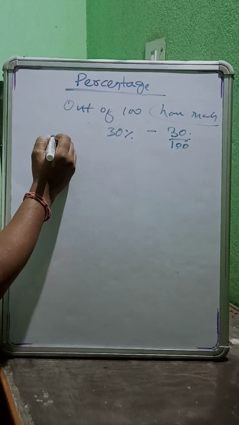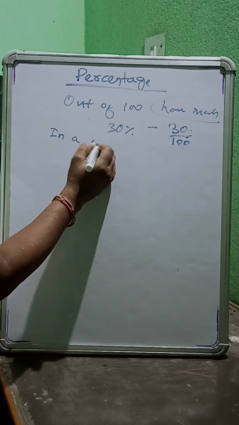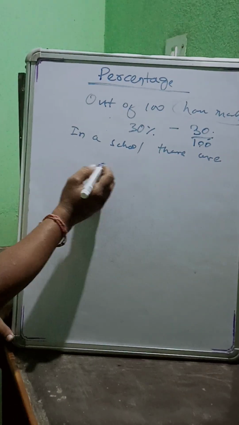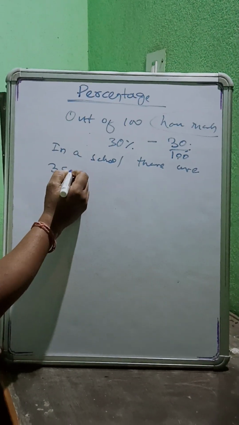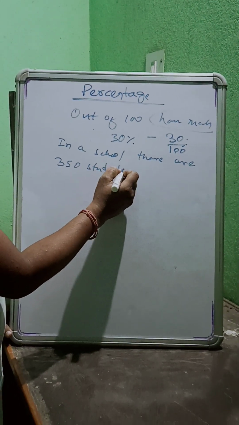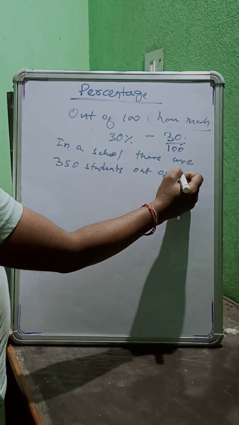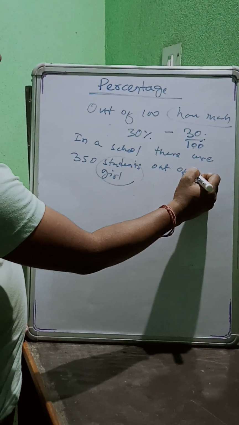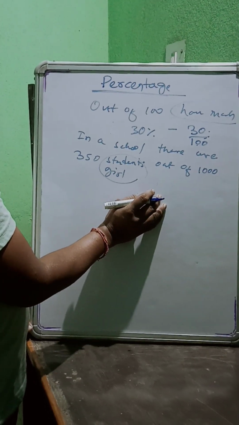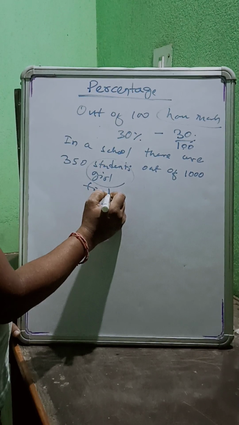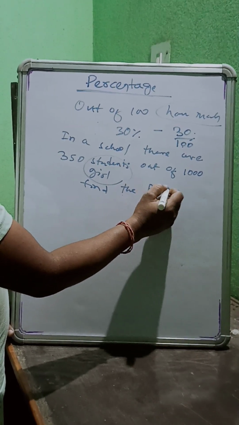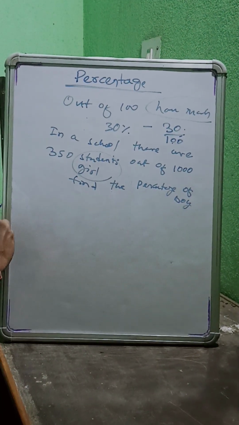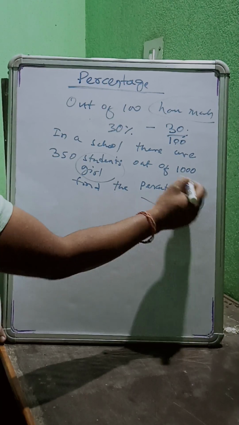For example, in a school there are 350 students out of 1000 students, girl students, and find the percentage of boys. In this question, how do you calculate the percentage of boys?